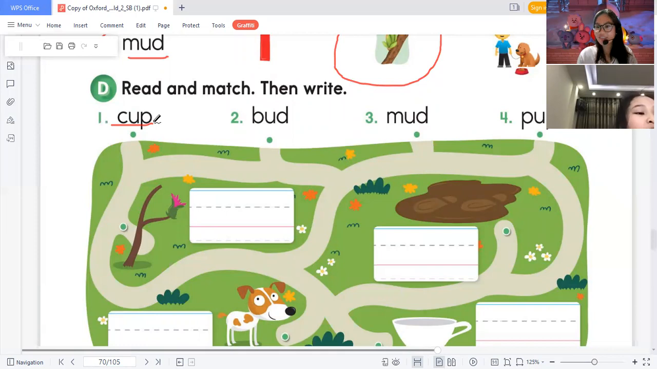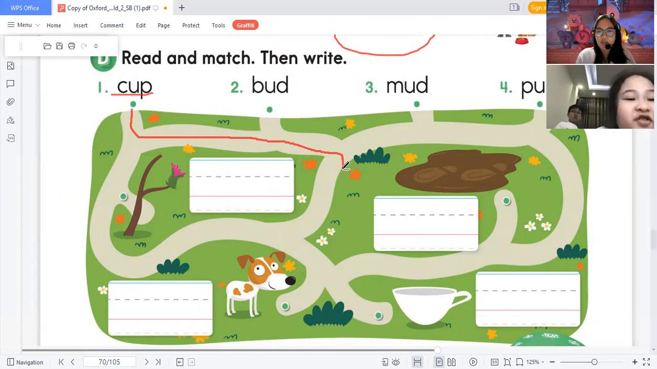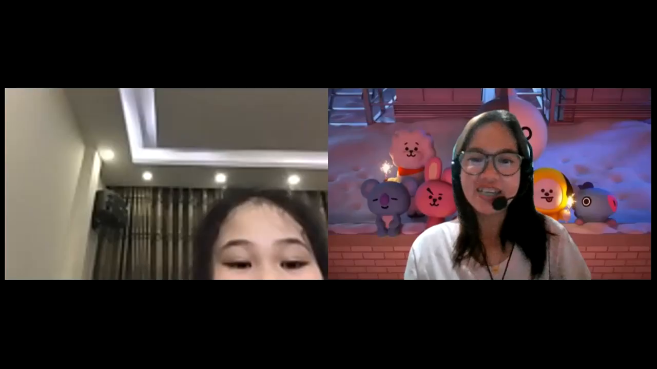Number one is a cup. Let's go find where the cup is. Where's the cup? Okay, we're going to walk from here. And then is this the cup? Yes. Very good. Oh no, I guess we're almost out of time already.